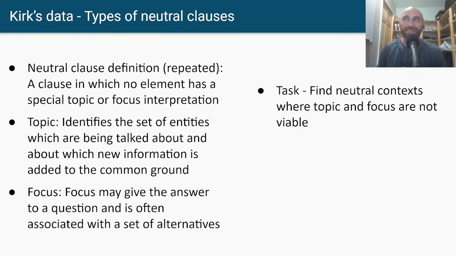So now our task is to find neutral contexts where topic and focus are not viable, right? So the idea is we have all this data. We have a lot of SVO clauses. We have a good bit of VSO clauses, some SOV and a handful of the other ones. Now we need to figure out, if we go back to those clauses, do we find any of each of the orders in contexts that don't seem to be triggering a topic or focus interpretation of one of the constituents? That's the basic idea.